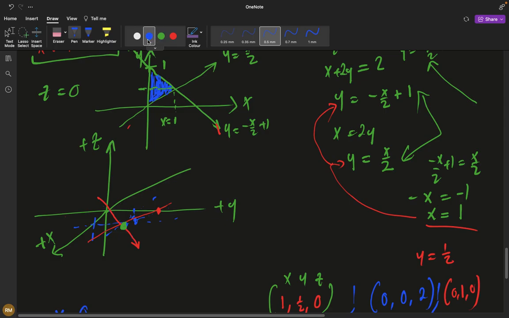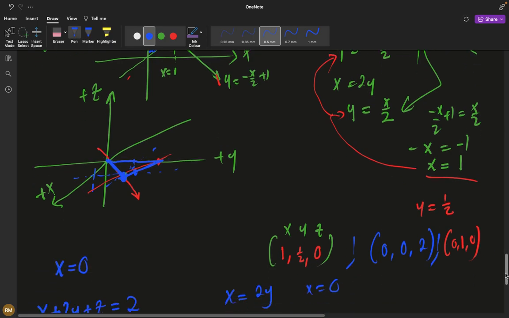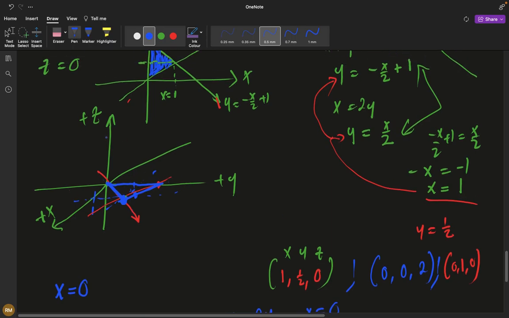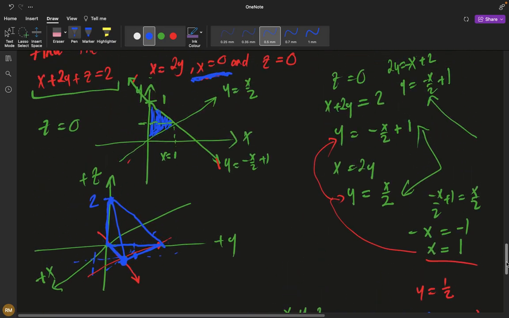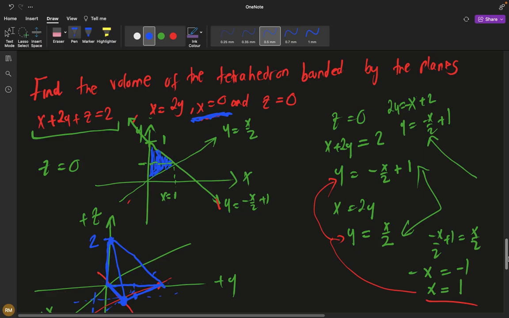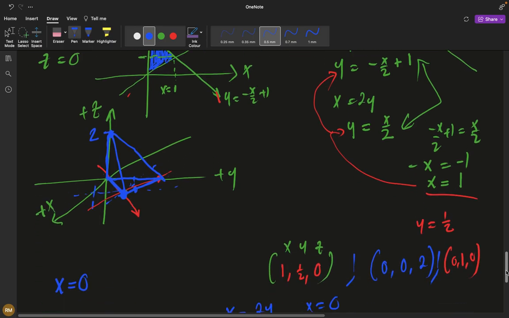Okay, let me use blue. That means it's here and here and also here at 1. Now we have another coordinate here, which is 0, 0, and 2 for z, just 2, which is here. So the tetrahedron is coming here, then it goes here, and then here. Okay, and then now for computing the volume.